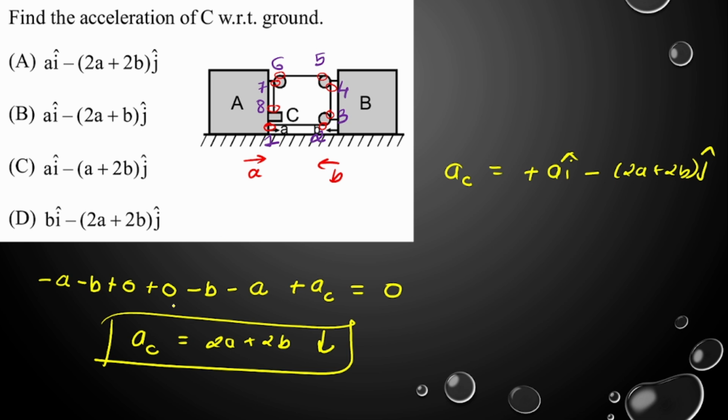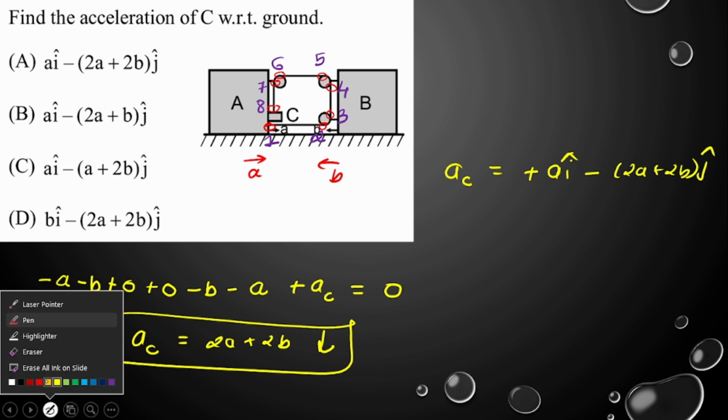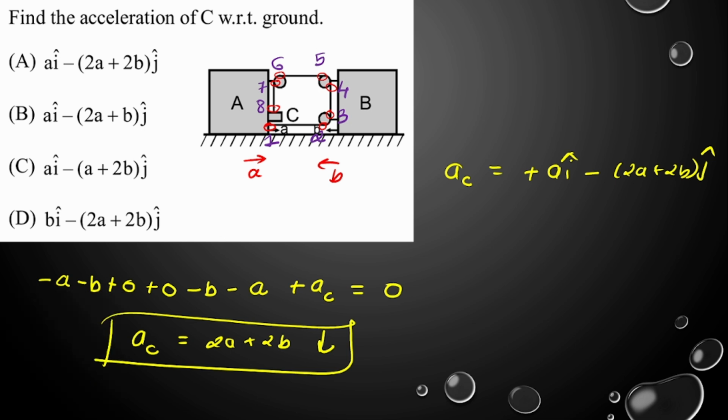Why? Because this block C remains attached to block A. Block C remains attached to block A. This is the acceleration of C which we got in downward direction, but keep in mind that C is going downward as well as it is going towards right. So this is a and this is 2a plus 2b. So acceleration of C becomes a i cap minus 2a plus 2b j cap. So our answer is option A.